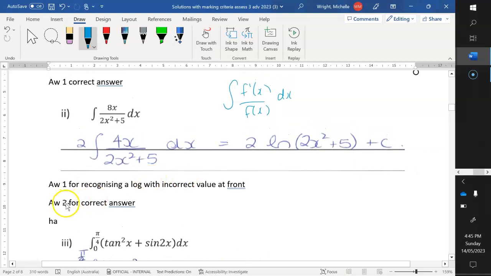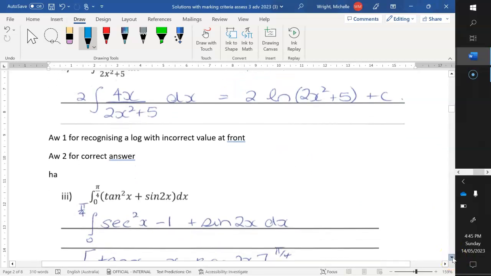Now, you got 2 marks for the correct answer. You got 1 mark for recognizing it's a log, and a lot of people had a half out the front, or 4 out the front, or nothing out the front. So you didn't get that value, so your answer was wrong. So make sure you go back and have a look at those ones and practice as well. So let's have a look at the next one.